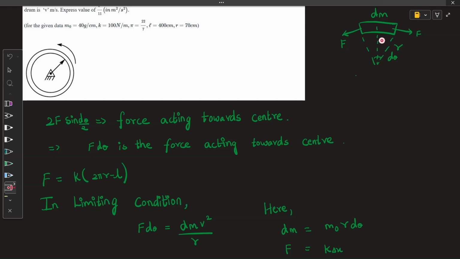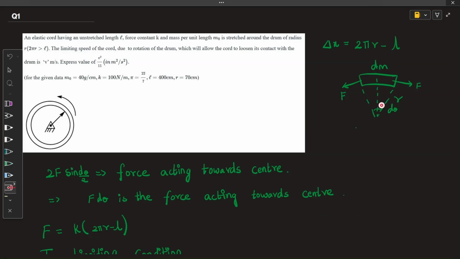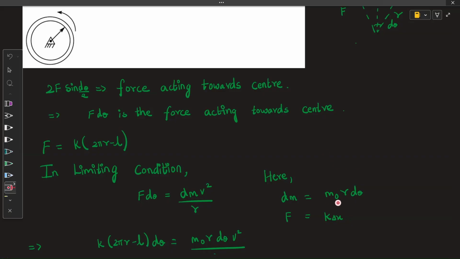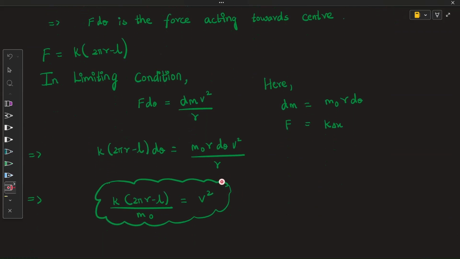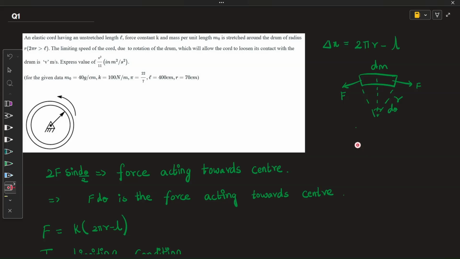In the limiting condition, the centrifugal force is balanced by the component of force F. So F d theta is nothing but dm into v square by r. Here, what is dm? What is the dl? That is the short length, r d theta, into the linear mass density m naught. So m naught into r d theta. F is k into delta x. So if I equate it, I get directly the equation of v square, which is k into 2 pi r minus L by m naught. That's it. Only two short procedures.